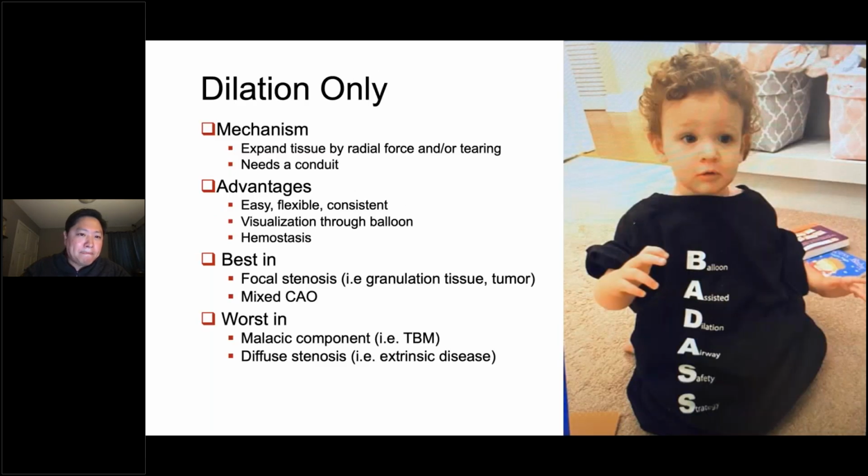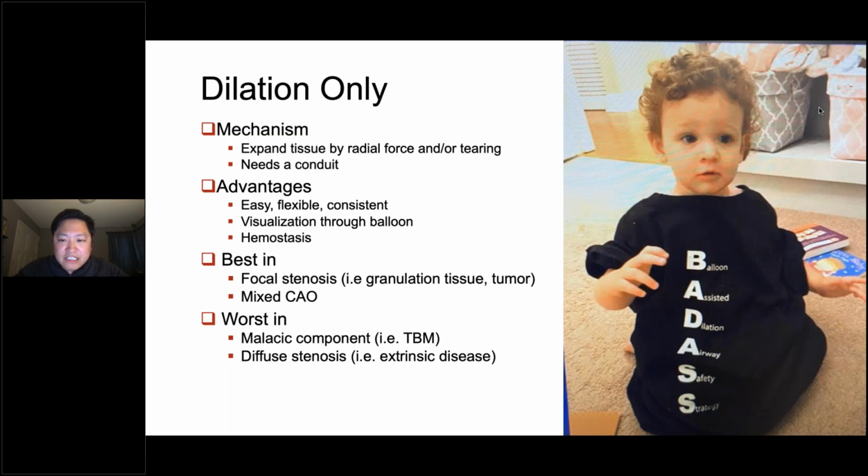Okay, so the things that we can do: dilation with a balloon. This is probably the most common thing that any one of us is going to do when we see patients with central airway obstruction: can we just dilate it? The balloon's mechanism is to expand tissue by radial force, and in doing so, you provide a little bit of tearing. You need a conduit, so you need a distal end. You need a landing zone. You wouldn't want to dilate anything that you can't see past beyond, and you're not sure what you're dilating to.